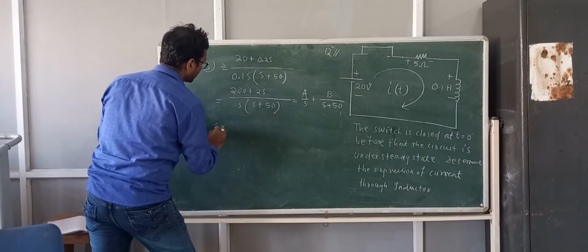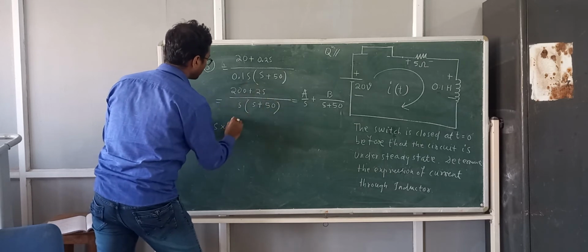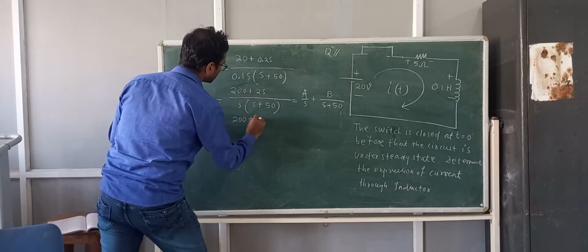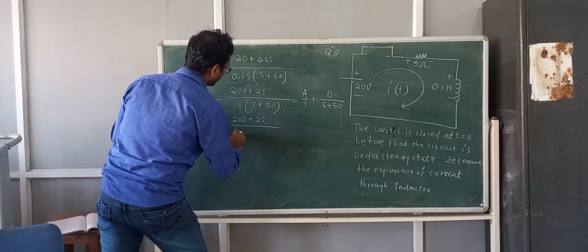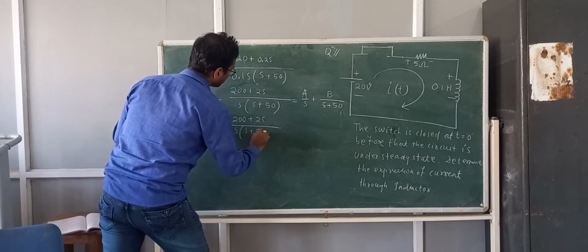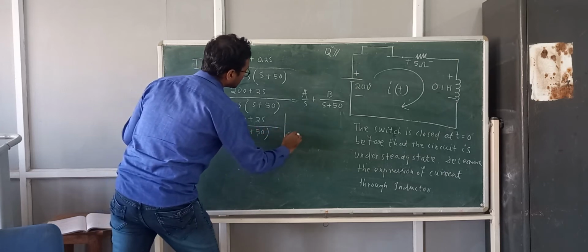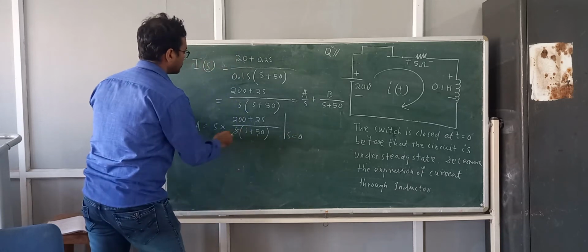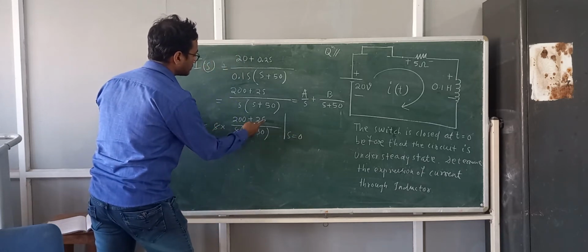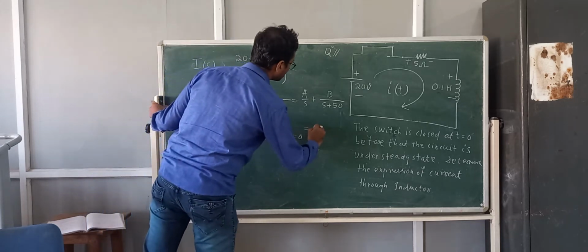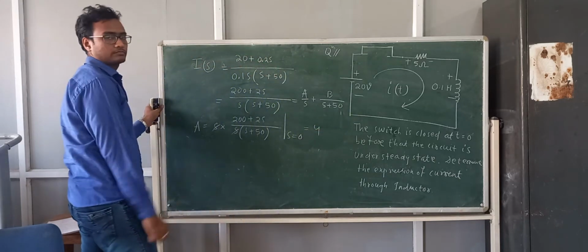Multiply s into this expression, 200 plus 2s divided by s whole into s plus 50. What do you put in place of s? s equals to 0. s will cancel. Put s equals to 0. 200 divided by 50 is equal to 4.